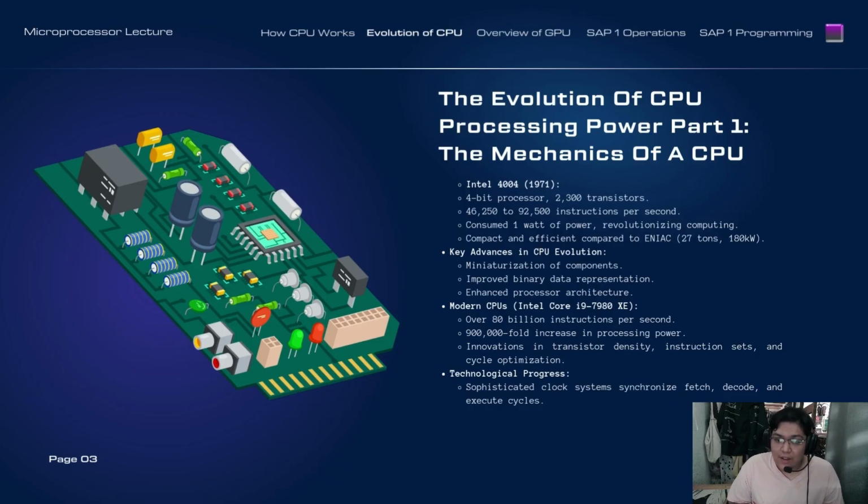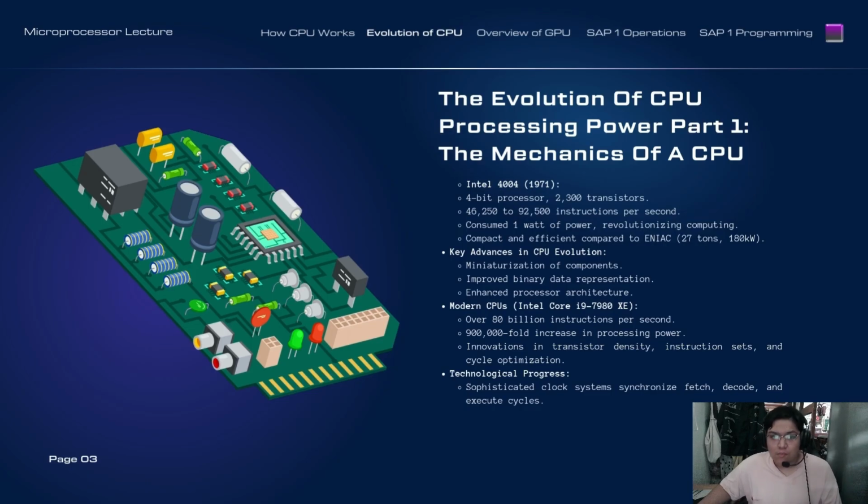Over decades, advances in miniaturization, binary data representation, and processor architecture have paved the way for modern CPUs, like the Intel Core i9-7980XE, achieving over 80 billion instructions per second. So this leap reflects a 900,000-fold increase in processing power driven by innovations in transistor density, instruction sets, and the optimization of the fetch, decode, and execute cycle, all synchronized by increasingly sophisticated clock systems.